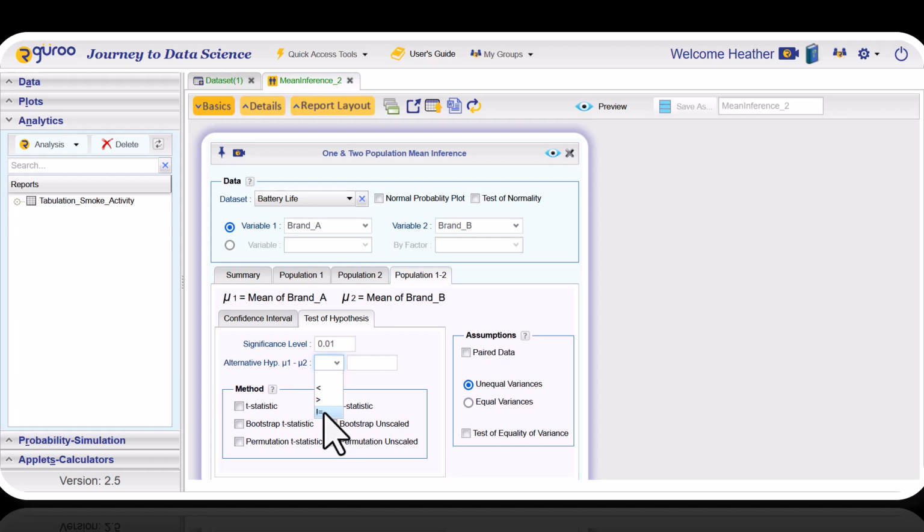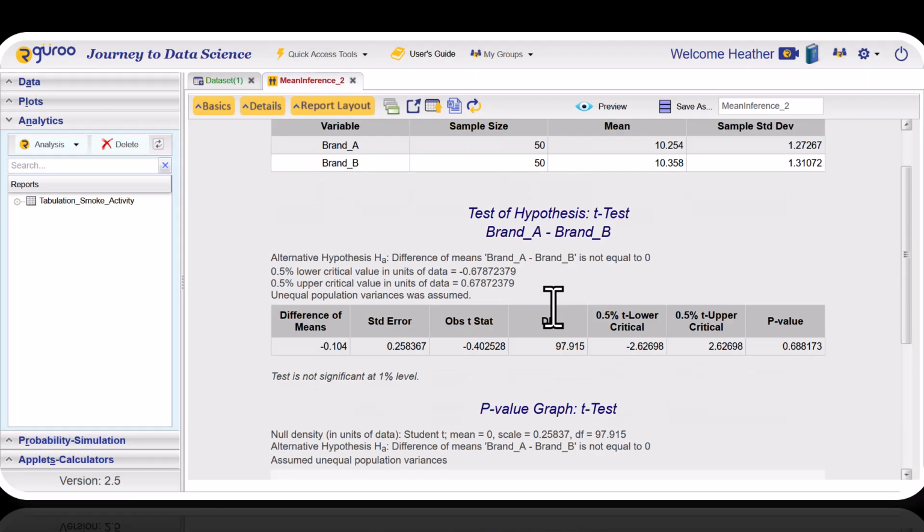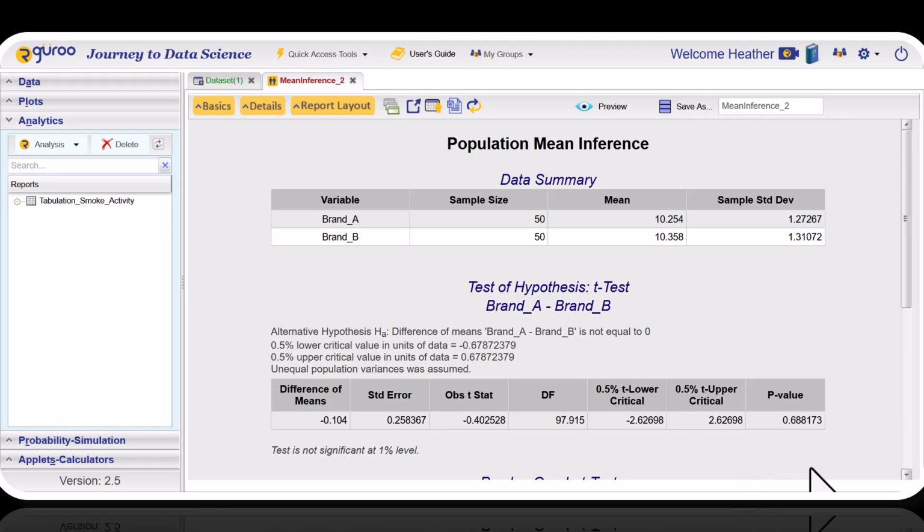Back in RGuroo, we're going to select not equal to 0. Remember, this is a coding language for not equal to. It's the exclamation mark followed by the equal sign, but it still means the same thing. We're going to do a t-statistic right here, and that should be enough information for us to see our results. Again, it gives us a lot of information, but the one piece of information we want to pull out of this is our p-value, which is about 0.688.